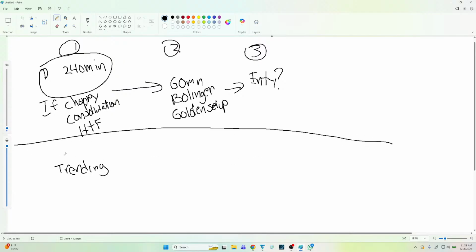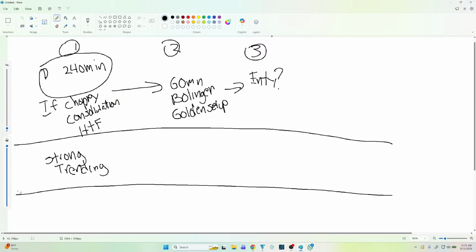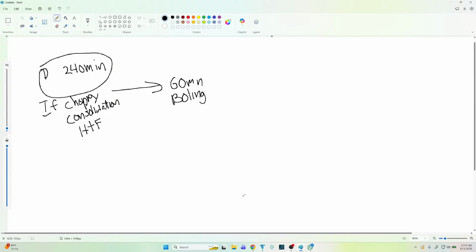What if it's a strong trend, right? What if it's trending strongly? What if it's a pullback on the higher time frame into a strong trending market? Okay. What's step one? What's step two? What's step three? What's step one over here? What's step two? What's step three? You know? So let me show you one of my favorite kind of setups, right?